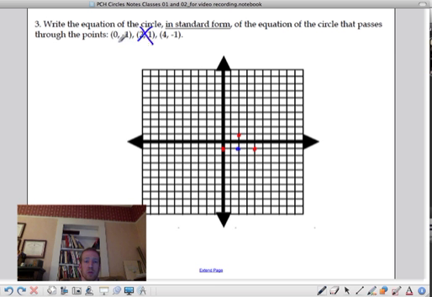So we're not using this. These are the endpoints of the diameter for you to do this U-try.